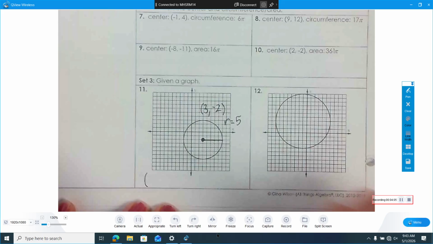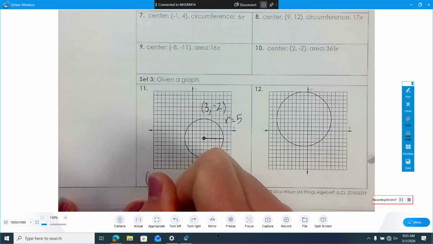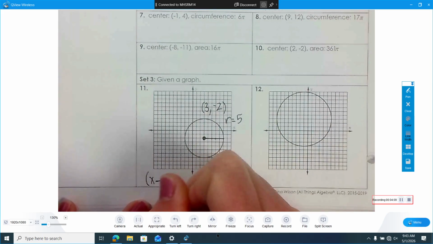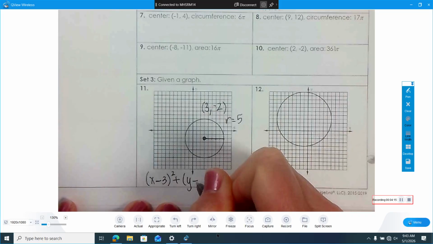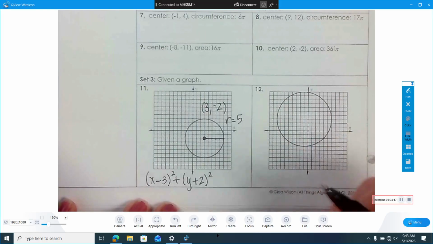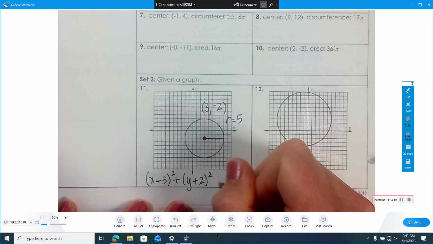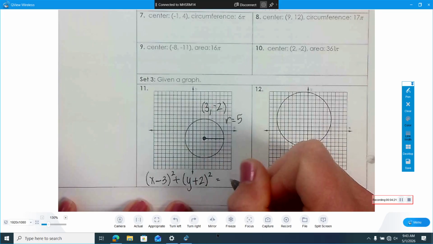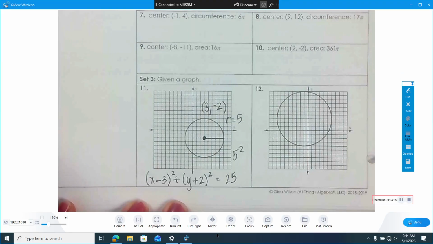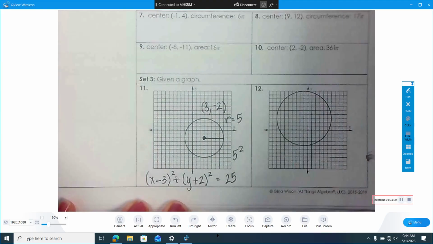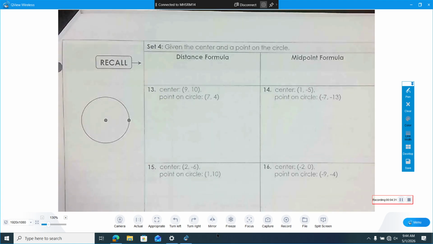And so what's our equation? X minus 3 quantity squared plus y plus 2 quantity squared. The signs change. Equals 25. 5 squared is 25. Very good. Do you guys have any questions so far? Super easy, right? Okay, so we do get a little bit harder.